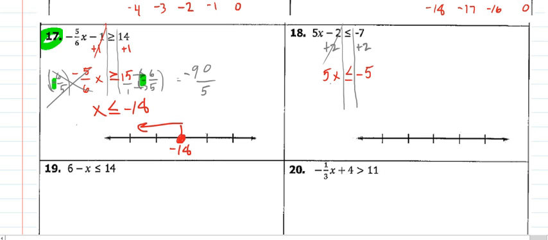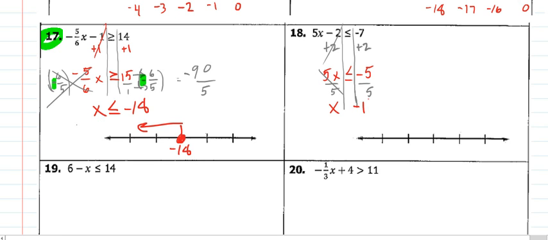Next step, divide by 5 on both sides because 5x means times 5. The 5's cancel and we're left with just x. Oh, not negative 5. We're just dividing by 5, not negative 5. Ooh, good catch. Some of you almost were about to email me, huh? Negative 5 divided by 5 is negative 1.